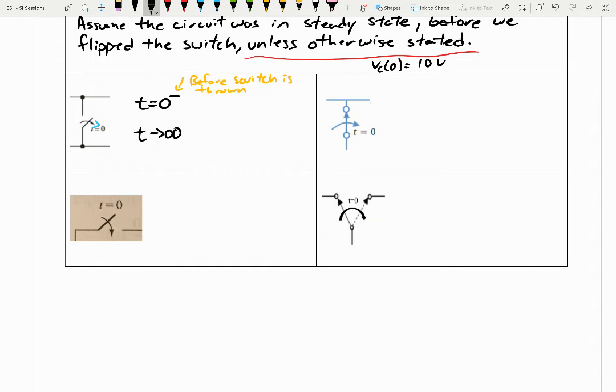Okay. So initially, you can imagine that it was closed. Then we came in, hit the switch, and then we ended up with it open. So initially it was closed, and going to infinity, it was opened.